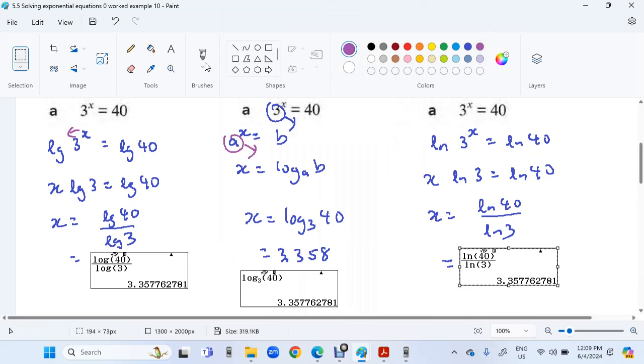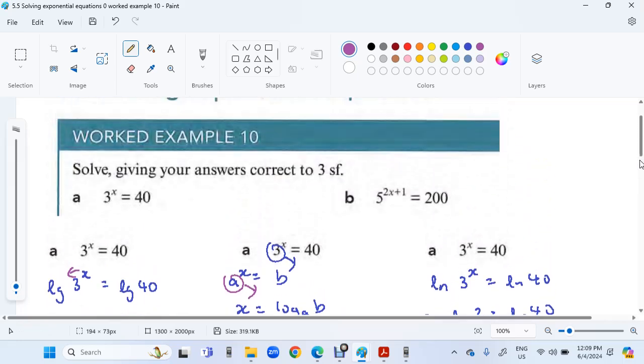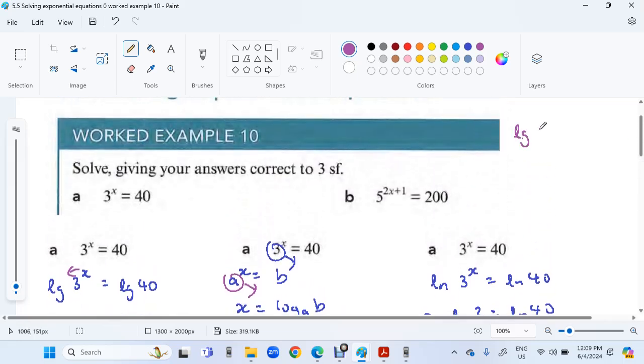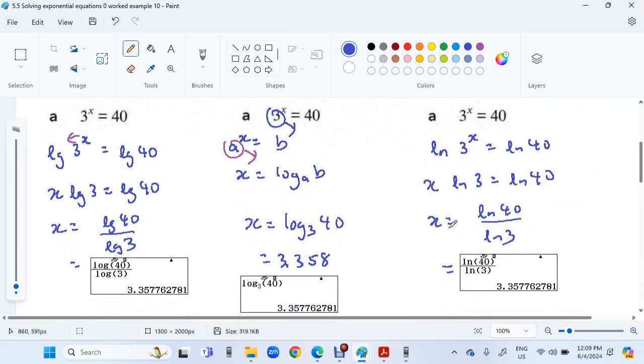What is the difference between ln and log? Log is log base 10 and ln is log base e, which we will learn later. It's actually the same, but I will prefer to use the third method instead of the first and the second.